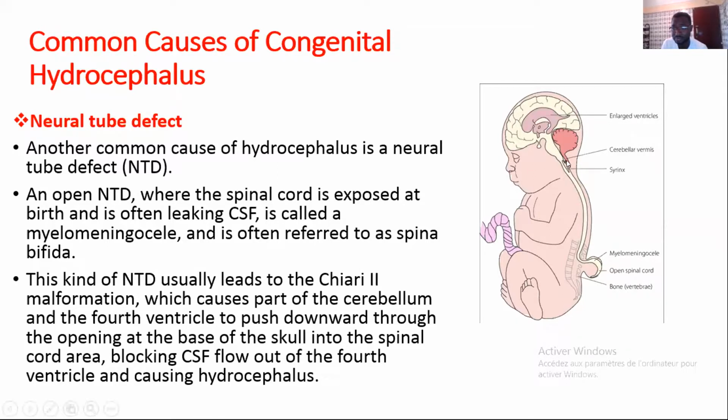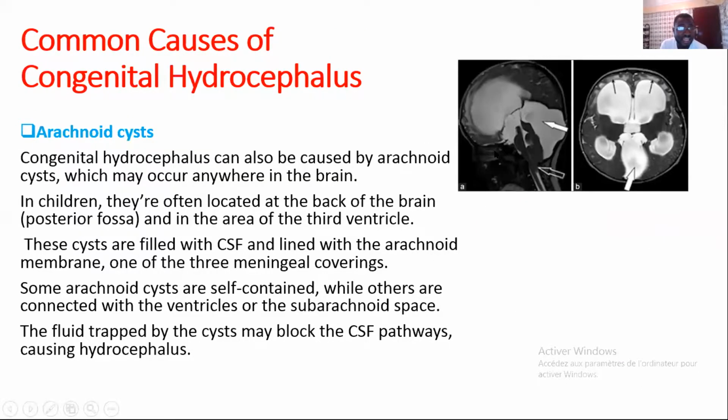You can see this myelomeningocele causing this enlarged ventricle. We can have an arachnoid cyst, which can cause congenital hydrocephalus and may occur anywhere in the brain. In children, it is often located at the back of the brain, the posterior fossa, like in these cases.